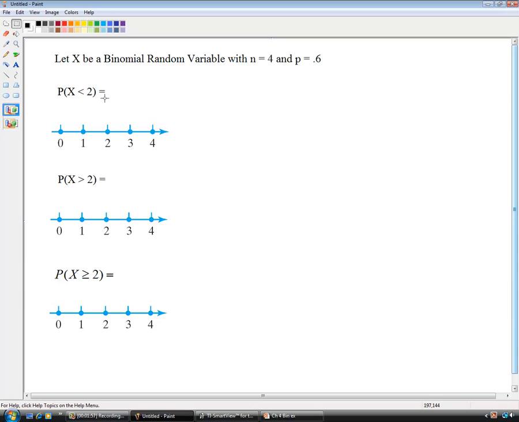So here are going to be three different examples, all using the number 2. And this is the same example I used before. N is 4 and P is 0.6. So this one here, less than 2, strictly less than 2. That means we don't need 2, we only need the values of 1 and 0. So this is the same as saying the probability that x is less than or equal to 1, which is our CDF of 1, in which case k is 2, we look at the binom CDF of k minus 1.